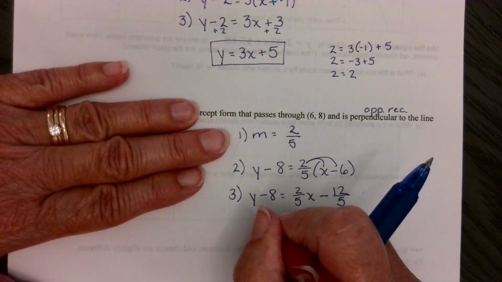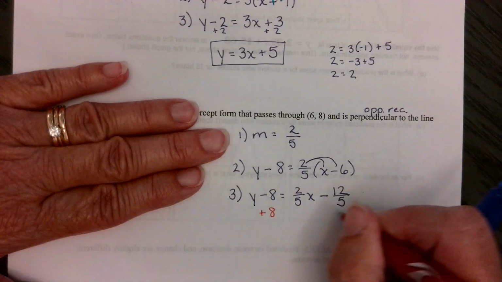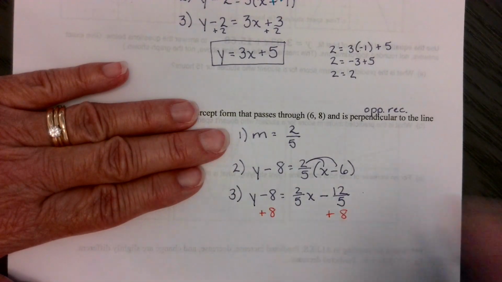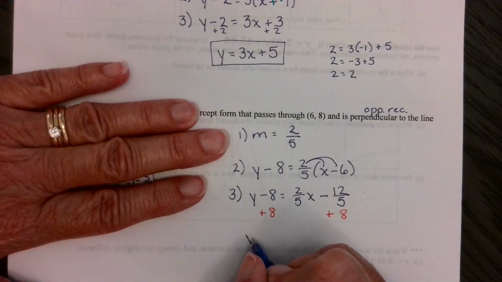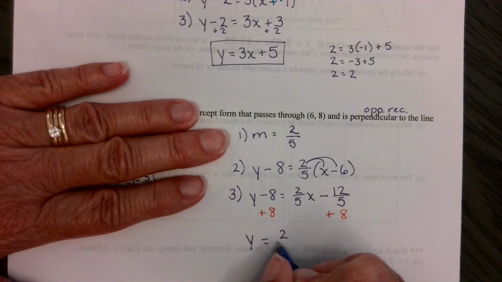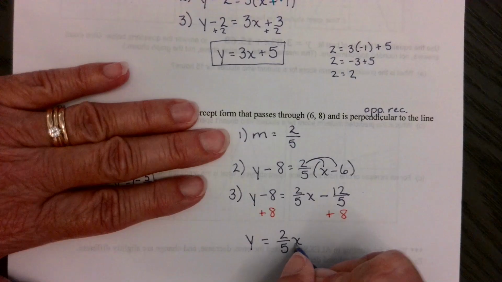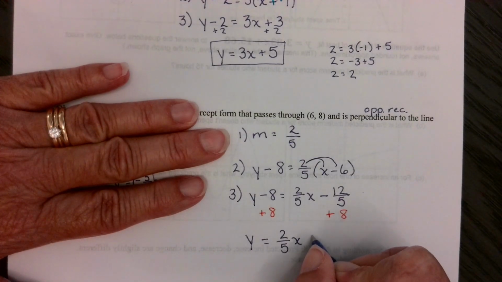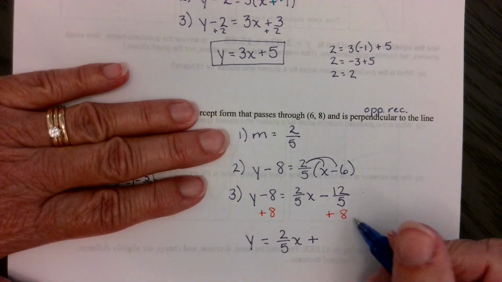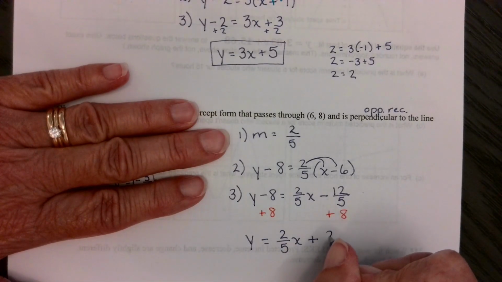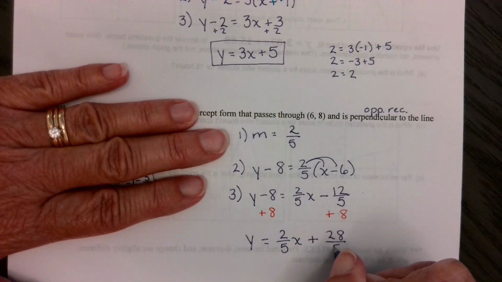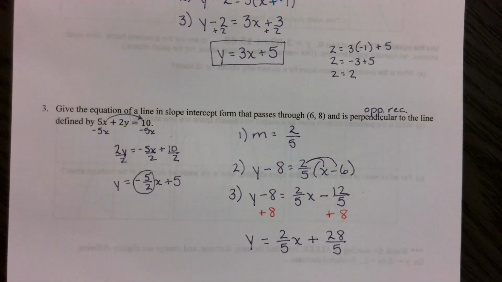Now I'm going to add 8 to both sides. Let's see, I get y equals 2/5 x plus, I think it's going to be 28/5. Okay, and you can do that part on your calculator.